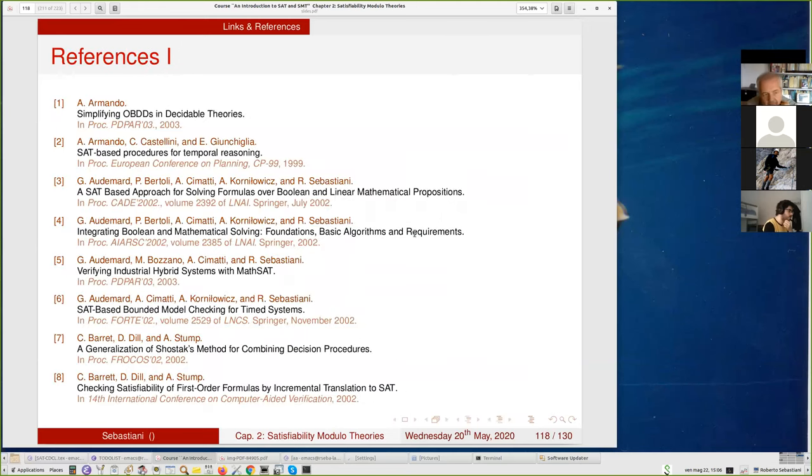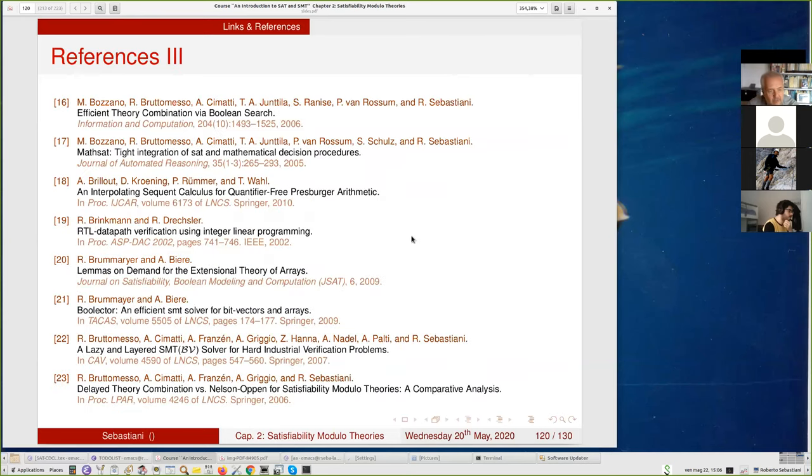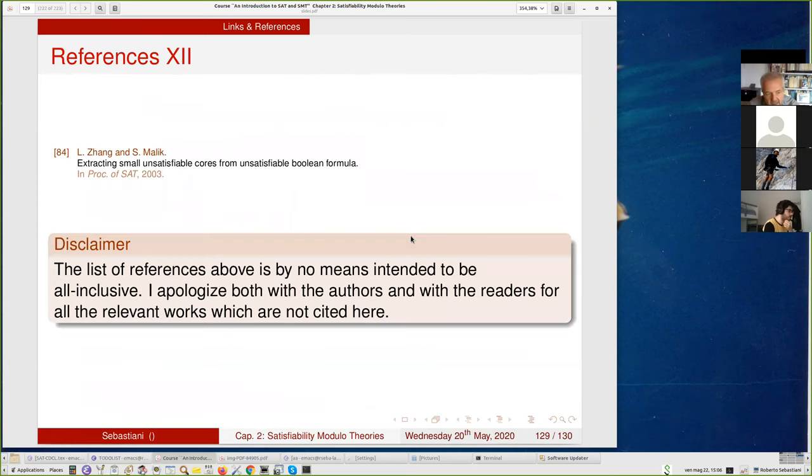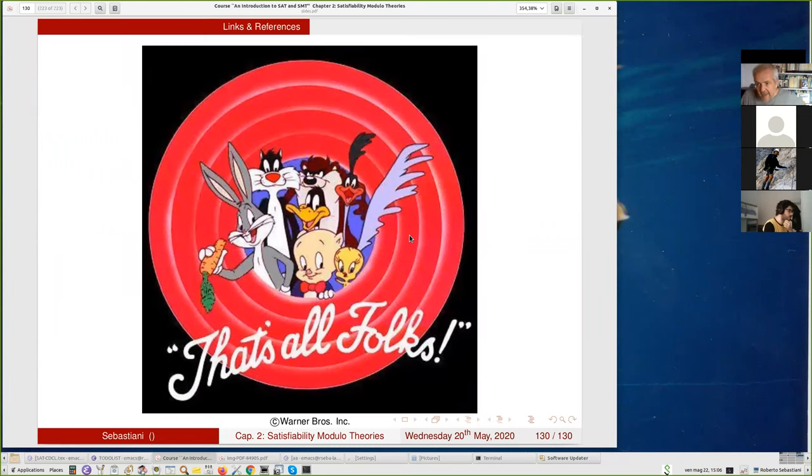And here are all the references that you may find in those slides, which of course is non-comprehensive. So substantially, that's all, folks. That's all for this course. I am very well aware that we have only scratched the surface of many problems, okay? I only gave you the flavor of where problems and solutions are.